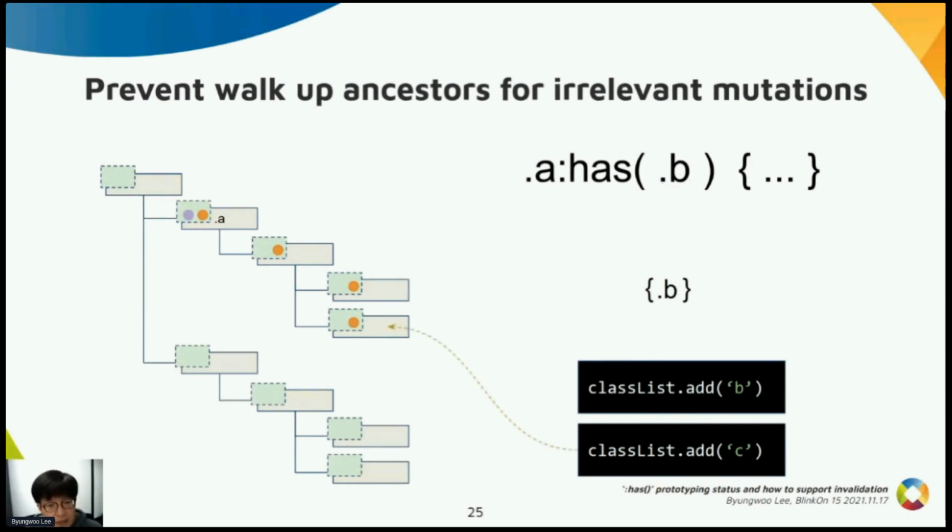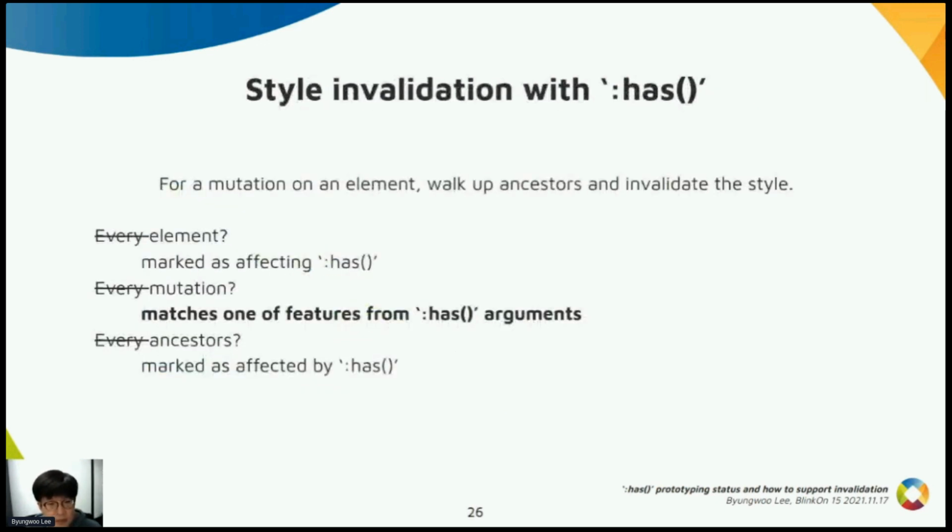Then, if there is any mutation on an element affecting hash state, we will check whether the mutation matches any of the extracted features. If it doesn't match, we will skip working up ancestors because the mutation is not related to the hash state change. And if it matches, we will work up ancestors and invalidate ancestors affected by hash. With this approach, we can add this filtering condition for mutations.